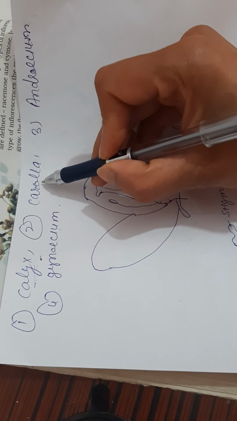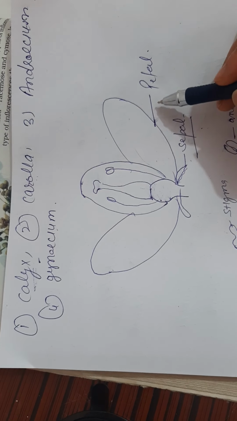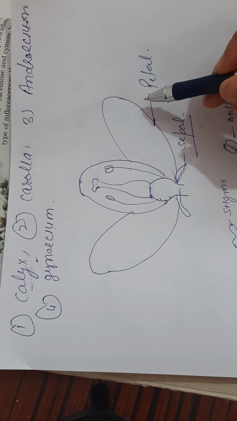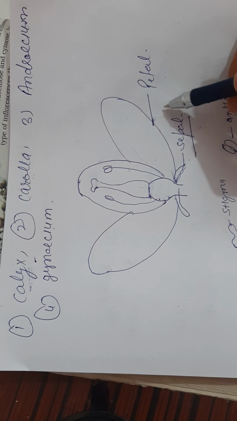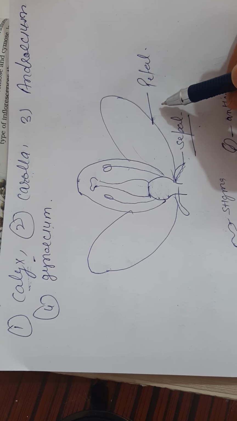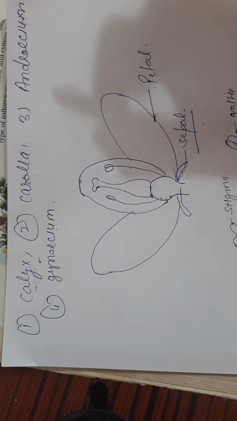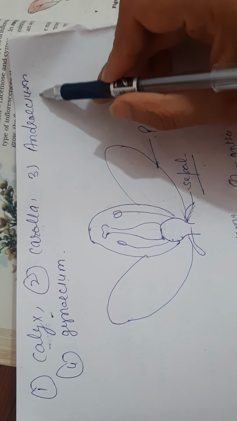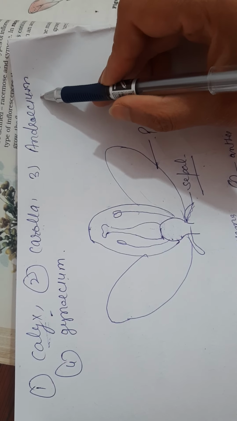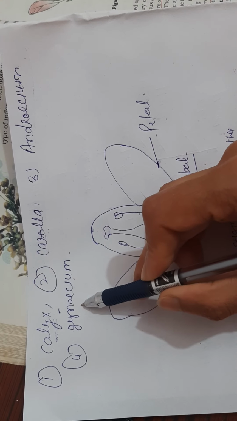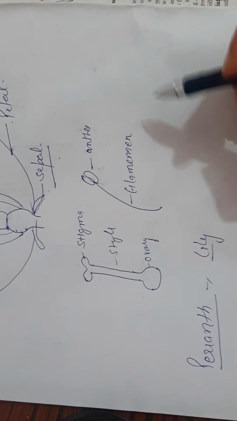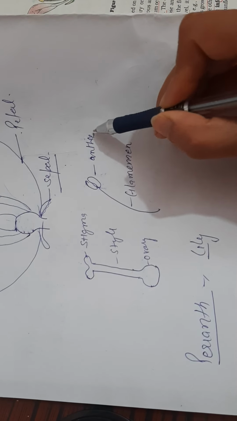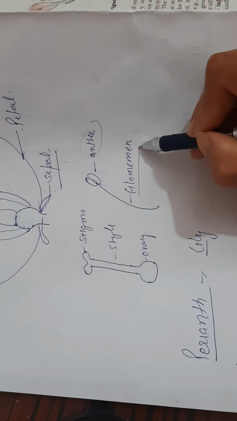Second, corolla. Corolla is the group of petals. Petals are the colorful parts of the flower. The main function of the petal is to attract birds and insects for pollination. Now androecium. Androecium is the male part of the flower. Gynoecium is the female part of the flower. Androecium consists of two main parts: one is the anther and second is the filament.